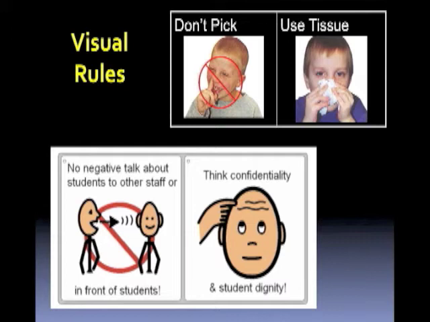But here are some examples of visual rules. The first one up here is, this little boy's funny, don't pick, but what do we want you to do instead? We want you to use a tissue. And this one down here was designed for adults to go in a work environment. So, no negative talk about students to other staff or in front of students. Think confidentiality and student dignity. So that's just a little visual rule for us grown-ups. Just a reminder.